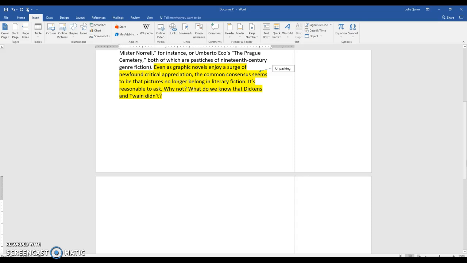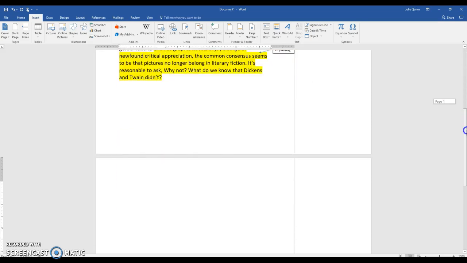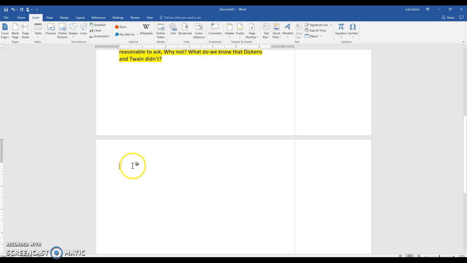and so the paragraph that you see highlighted above is going to show you body paragraphs in more specific detail, and I'm borrowing a paragraph from the writer Sam Sachs. This is the article Bring Back the Illustrated Book, which I have used as a sample in class. You should see an announcement related to this. Remember, body paragraphs for essays look like this.